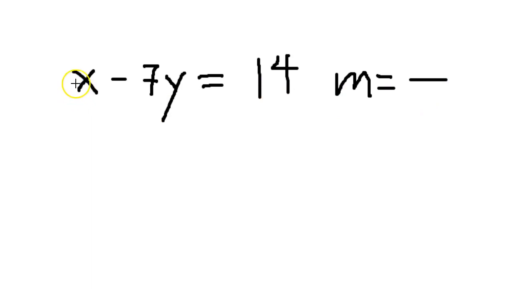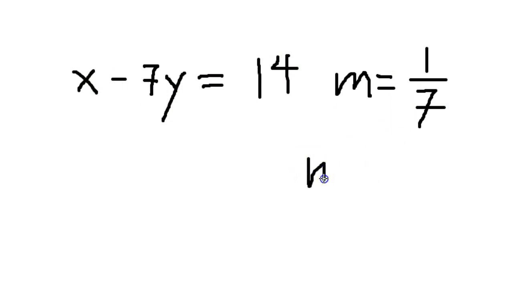Now, for the coefficient of the x term, notice that there is no coefficient written. When that happens, we know that the coefficient is 1. So the coefficient of x in this case is 1, and we put that in the numerator of our slope. And the coefficient of the y term is 7, and we put that in the denominator of our slope. So the slope of this line, x minus 7y equals 14, is 1/7.